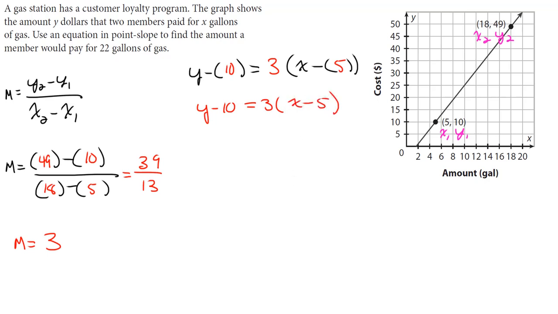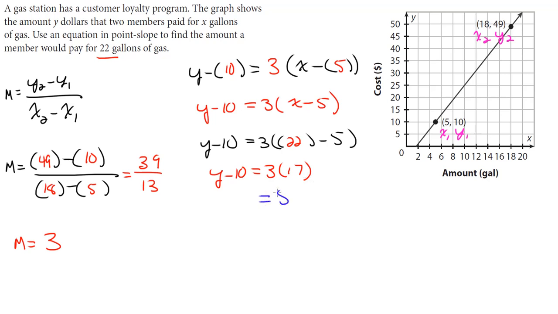And now we need our new x value, which is right here, is 22. So y minus 10 equals 3 times x minus 5. We're going to plug in the 22 here. Well, 22 minus 5 is 17. So y minus 10 equals 3 times 17. 3 times 17 is 51.